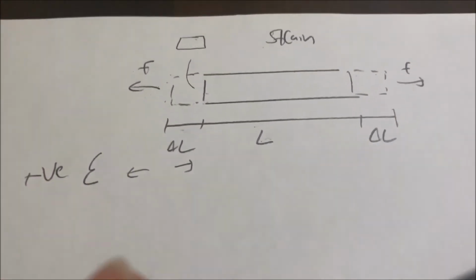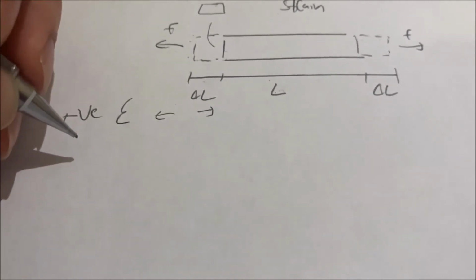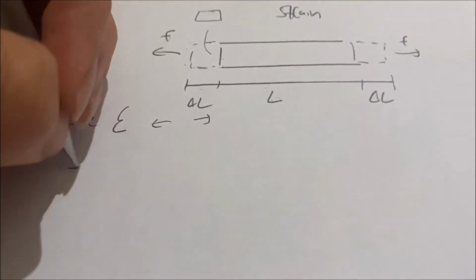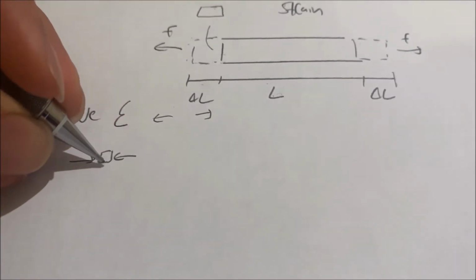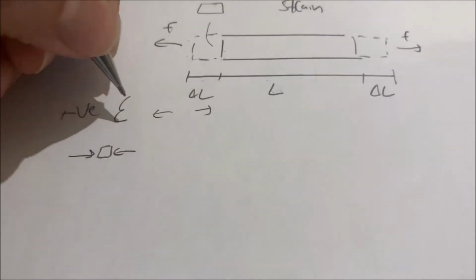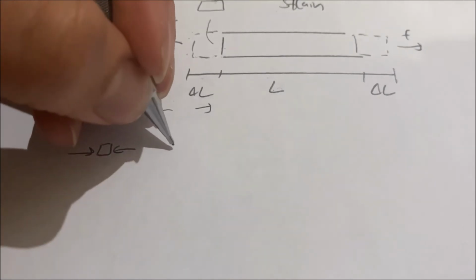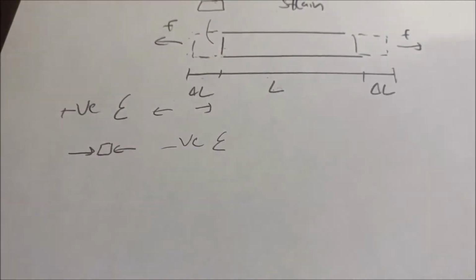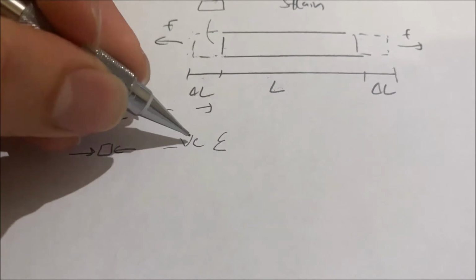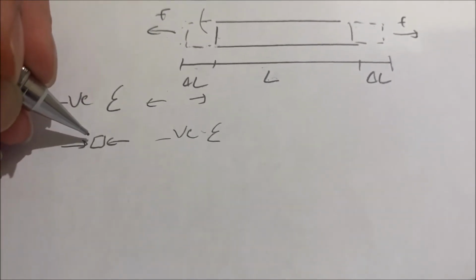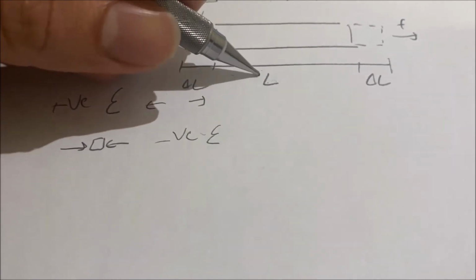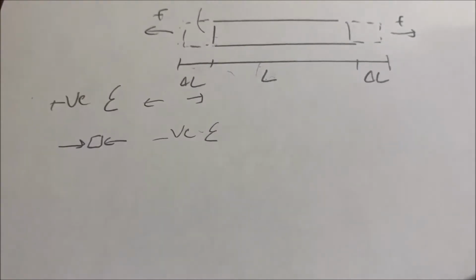Now, let's say in a case where there's a force acting on both sides of the beam, causing it to shrink or get smaller or get compressed. In this case, it would be negative strain, because it's getting smaller, the beam is shrinking. So the total length will be smaller than our original length here.